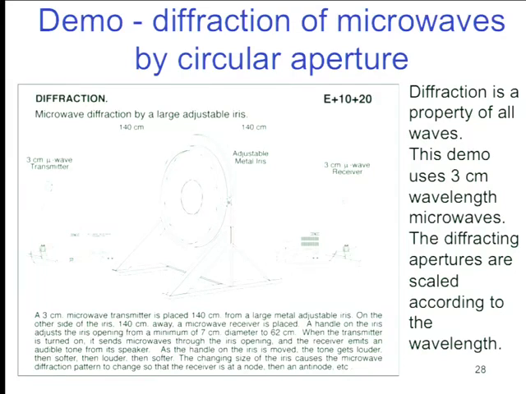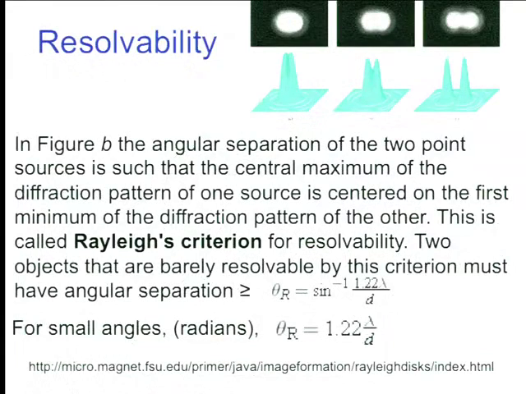The other thing that comes out of this is resolvability. If you have a spot like this, and suppose you had another spot over here, at what point can you actually see that there are two spots? Because this one is going to produce a pattern also. And as I get closer and closer, in fact, let me show you very nicely. I have a demo, if I can find it here.